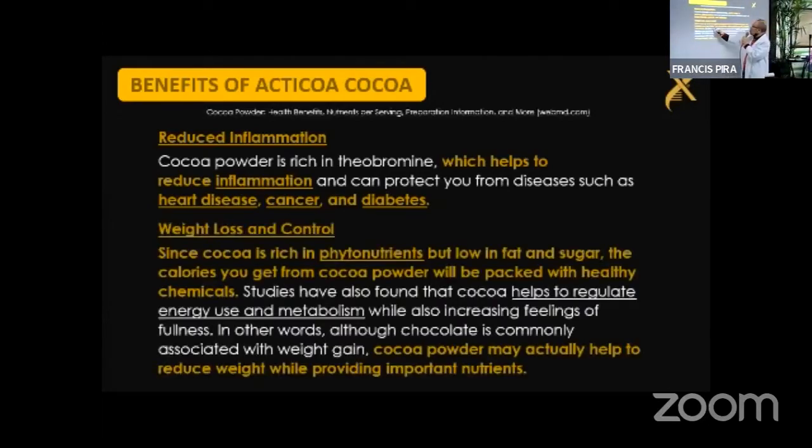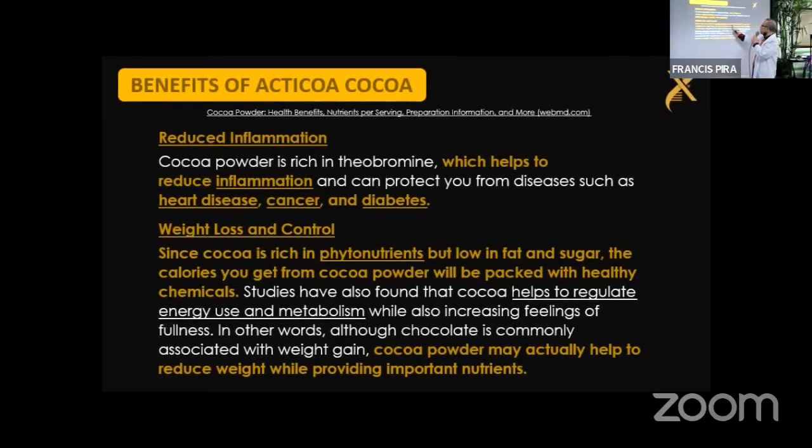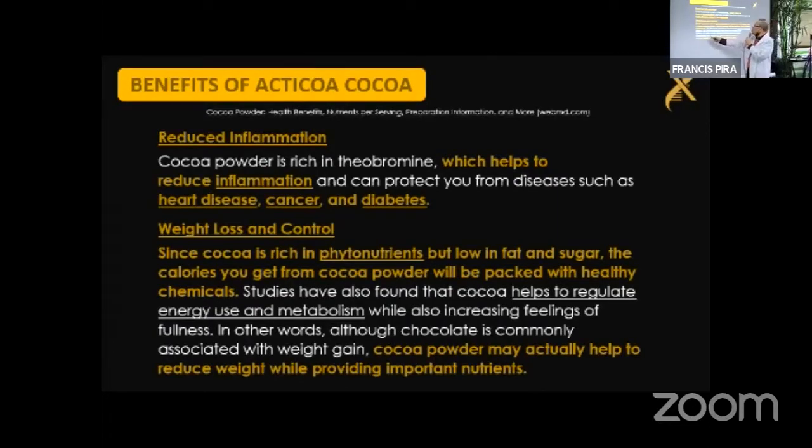So weight loss and control. Since cocoa is rich in phytonutrients but low in fat and sugar, the calories you get from the cocoa powder will be packed with healthy chemicals. Studies have also found that cocoa helps to regulate energy and use metabolism while also increasing the feelings of fullness. In other words, although chocolate is commonly associated with weight gain, cocoa powder will actually help to reduce the weight while providing important nutrients. So you see, providing important nutrients and improving your health. Next, please.